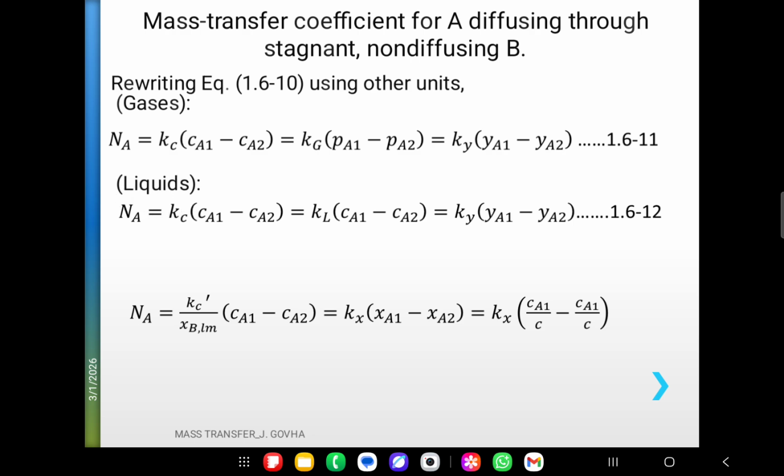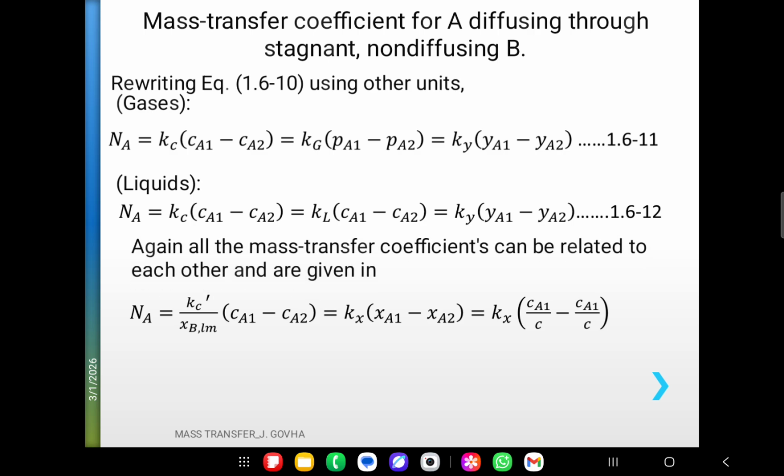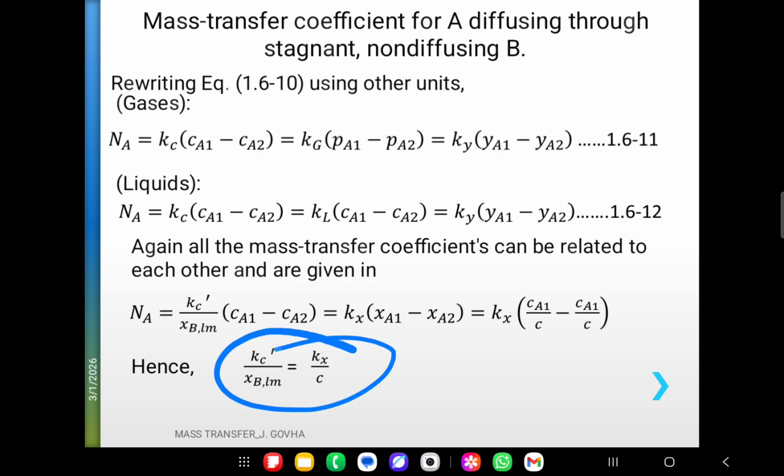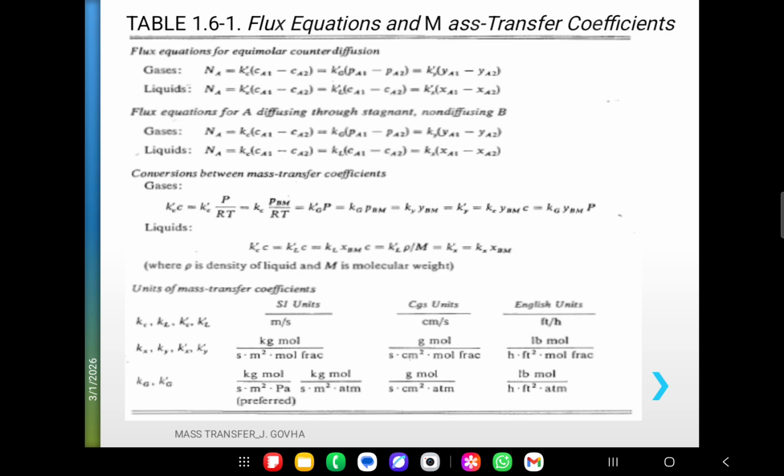So that's for gases. We go to liquids. The mass transfer coefficients can be related to each other and given as indicated there. So that we can now find the relationship between the mass transfer coefficients as indicated there. And those are the flux equations, the various equations that we have.